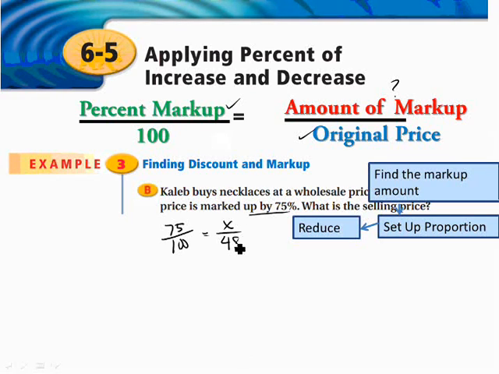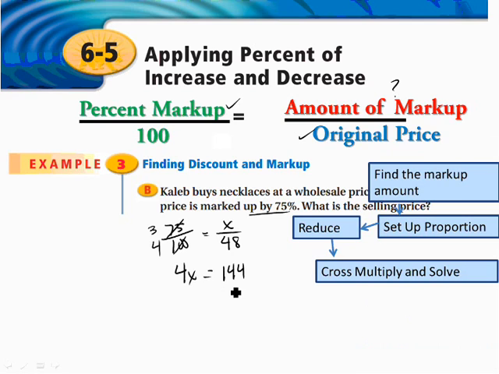And in this case I'd like to reduce because multiplying 75 times 48 won't be so fun. So I'll reduce it because 75 over 100 divides by 25 and it's 3 over 4. Now 3 times 48 is 120 plus 24, that's 144, and 4 times x is 4x. Oh, now I'm ahead of myself in the other way. I've cross multiplied, and let's solve. Divide both sides by 4, and x equals 36.